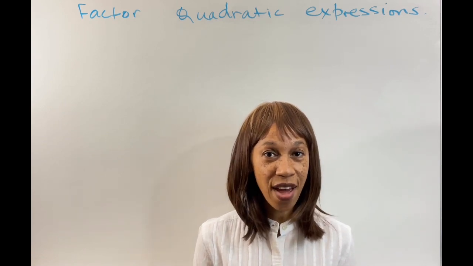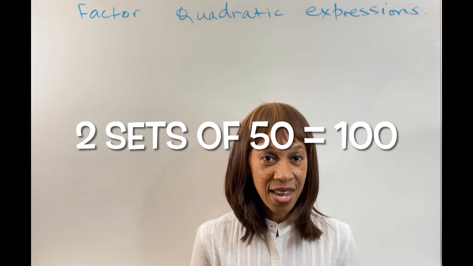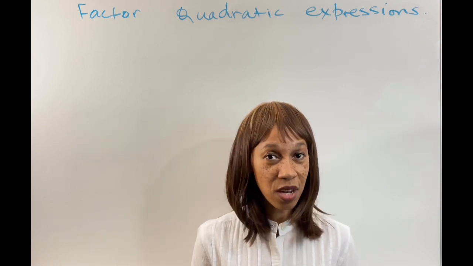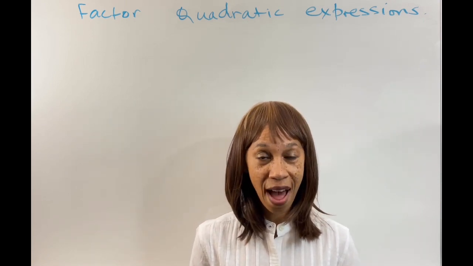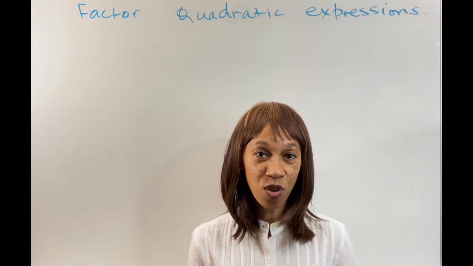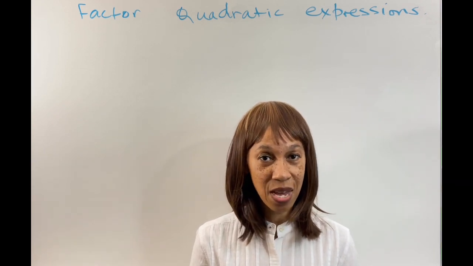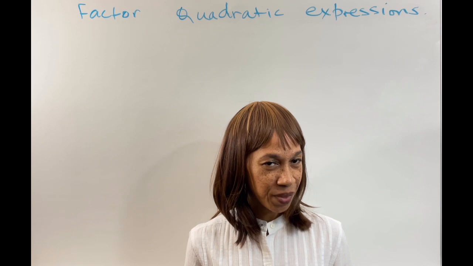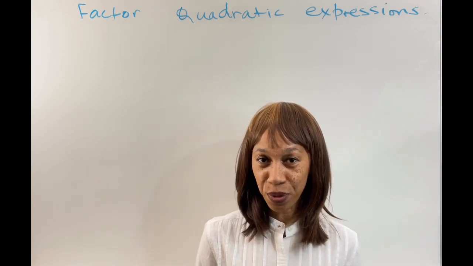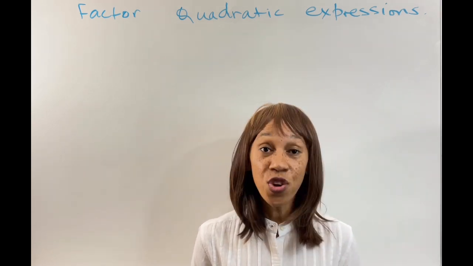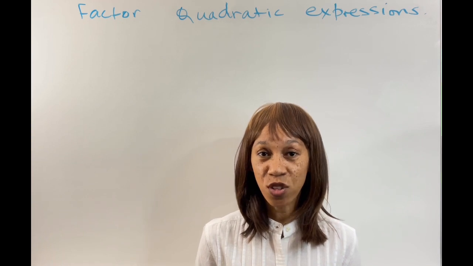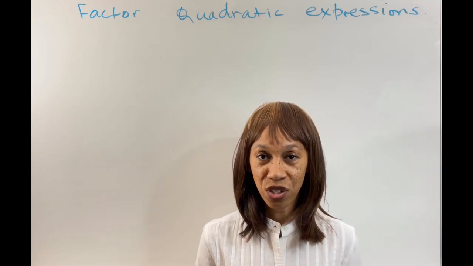You'll notice that you end up with 2 sets of 50. And then when you go back again, you end up with 4 sets of 25. And then the other set is going to be 5 sets of 20. You might say to yourself, how can I apply this to algebra? Yes, you can. You can apply this to the concept of factoring quadratic expressions.